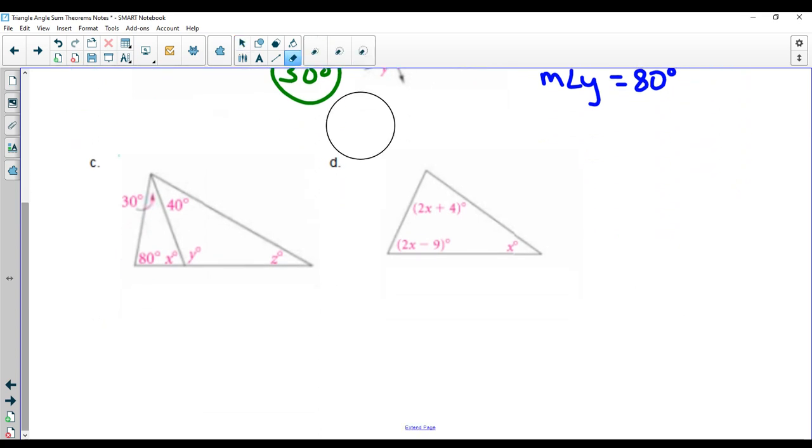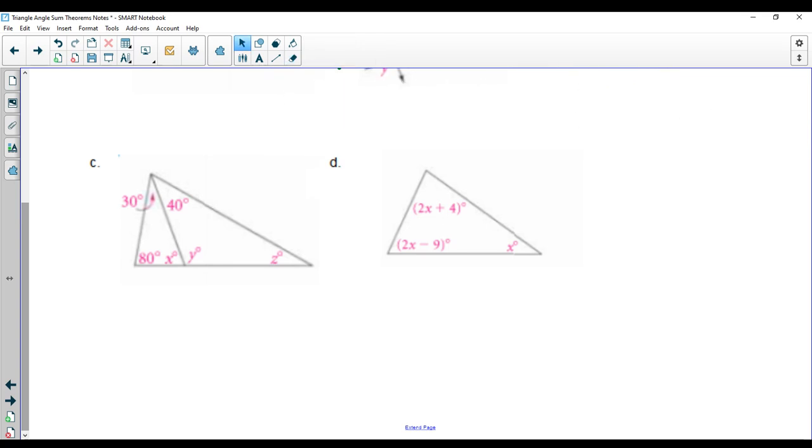All right, now I'm going to clean up this right here so I have room to work. Let's look at C. So this time you've got, technically there's three triangles here. Okay, there's a triangle. Let me draw them out for you. There's this triangle in green. There's this triangle here in red.